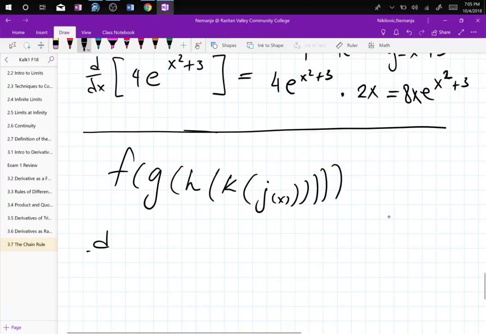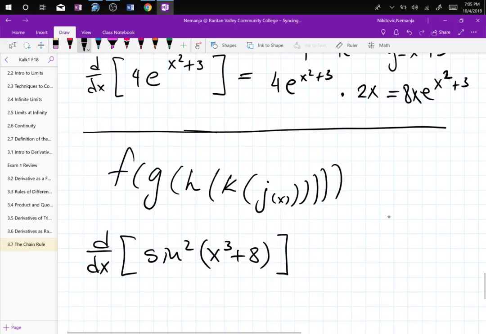So this is where I'm going to go back to that sine squared of x cubed plus 8, whatever. And I'm going to ask you, how many functions do I have in a pile over here? Three functions, very good. And here's the $1 million question. What is the boss function?